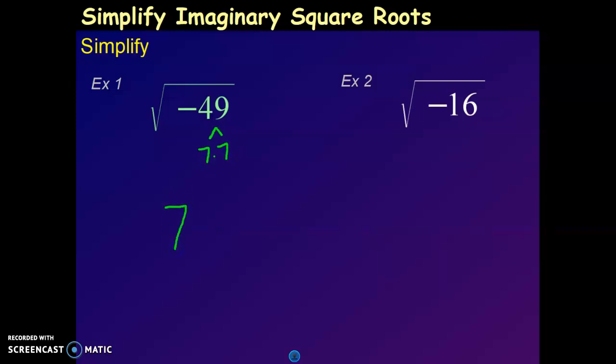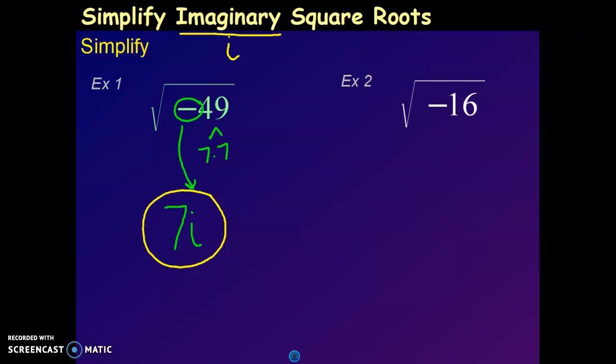So if the square root of 49 is 7, then the square root of negative 49 just means it's going to be an imaginary 7. So we indicate that by writing 7i. And that's your answer. So that's what our answers will look like today. Since they're imaginary, they will all use that letter i.